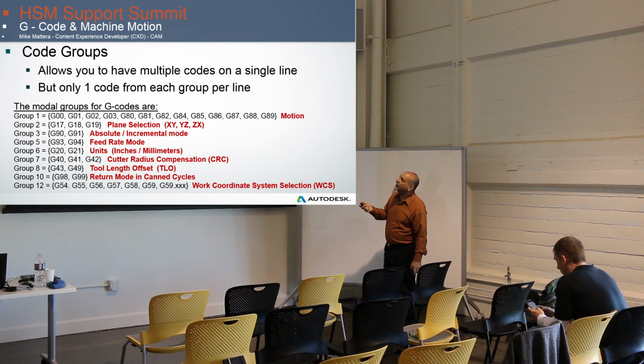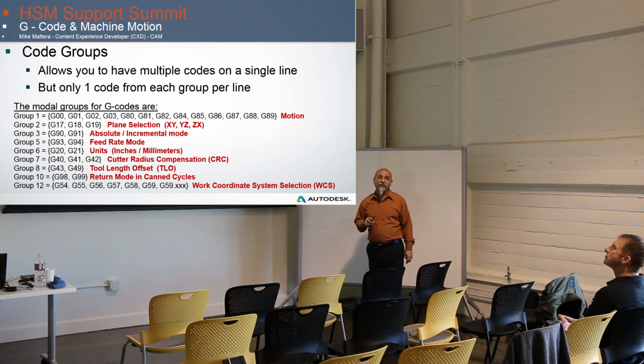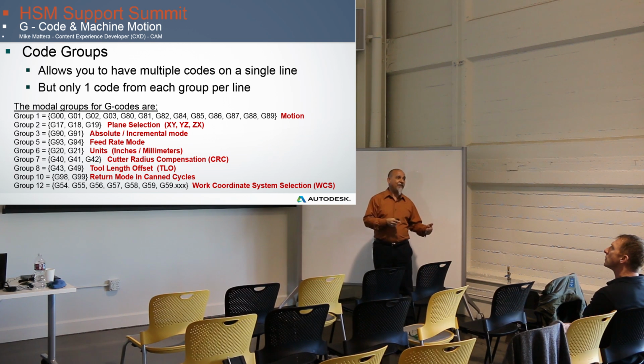So here's an idea of some of the code groups. Code groups allow you to have multiple codes on the same line, but only one code from each group. Because like I said before, you can't have a linear feed and a linear rapid at the same time. You have to do one or the other. So I can have one code from this group. So maybe I'm drilling a hole. Well, I can't be basic drilling and peck drilling at the same time. Pick one. I can only have one code from anything in that group. These are basically motion codes here.